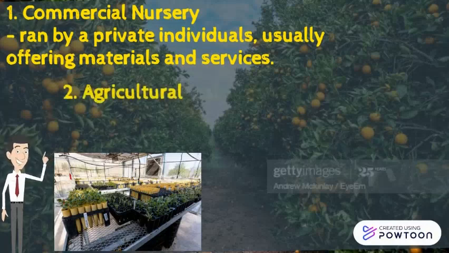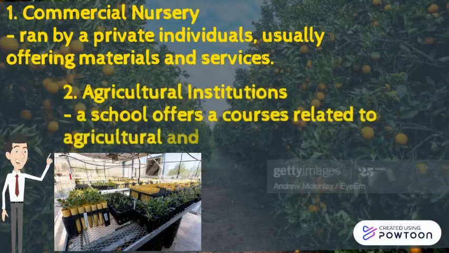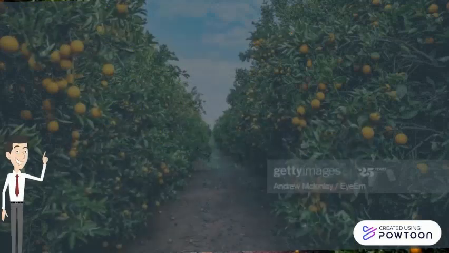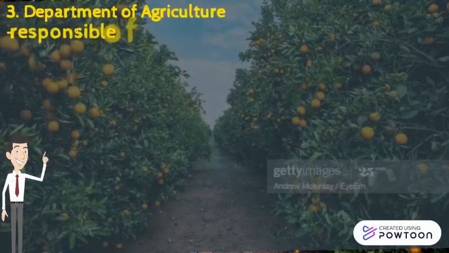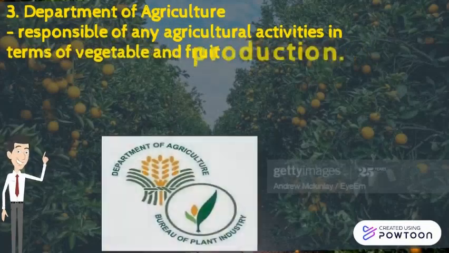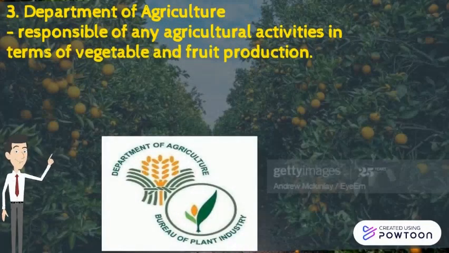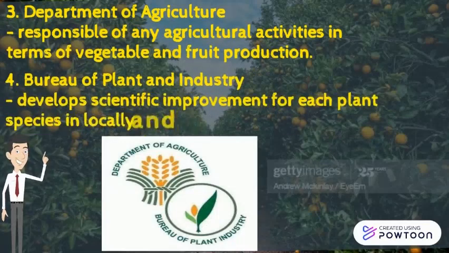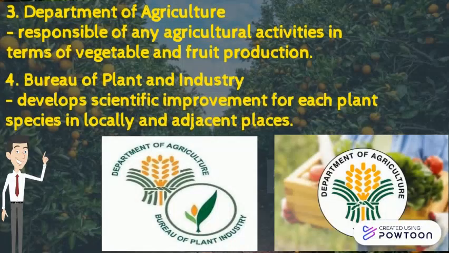Number 2. Agricultural institutions. A school offers courses related to agriculture and other plant studies. Number 3. Department of Agriculture, responsible for any agricultural activities in terms of vegetable and fruit production. Number 4. Bureau of Plant Industry, develops scientific improvement for each plant species locally and in adjacent places.